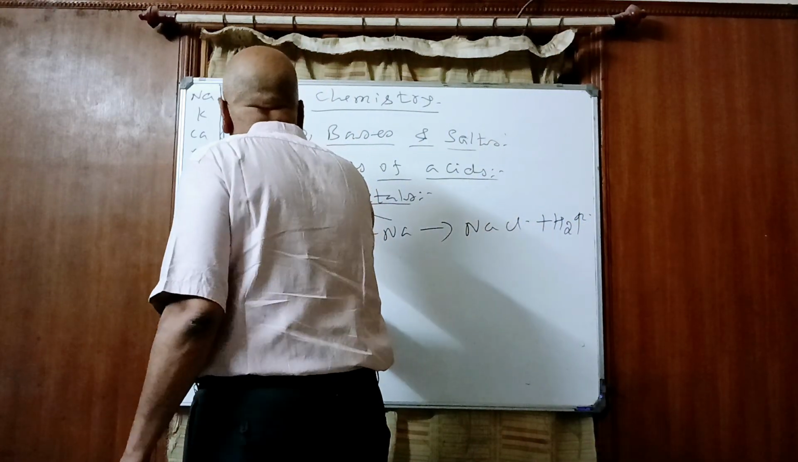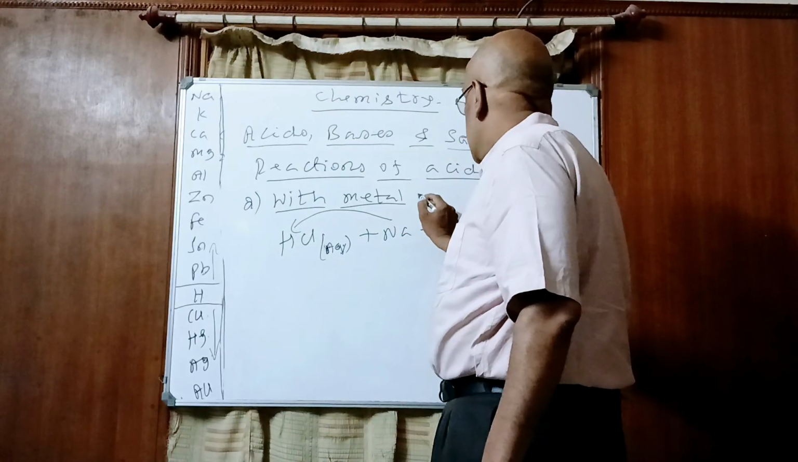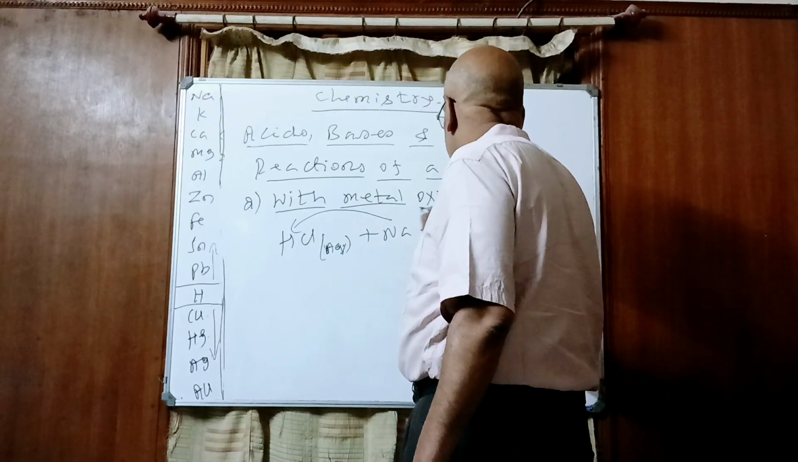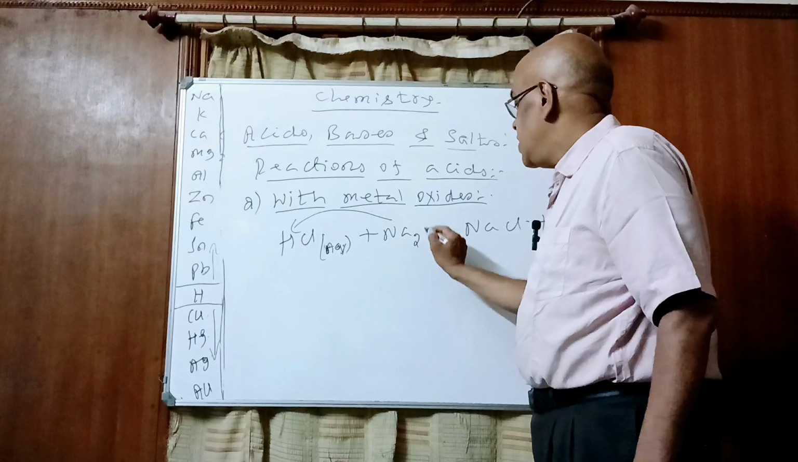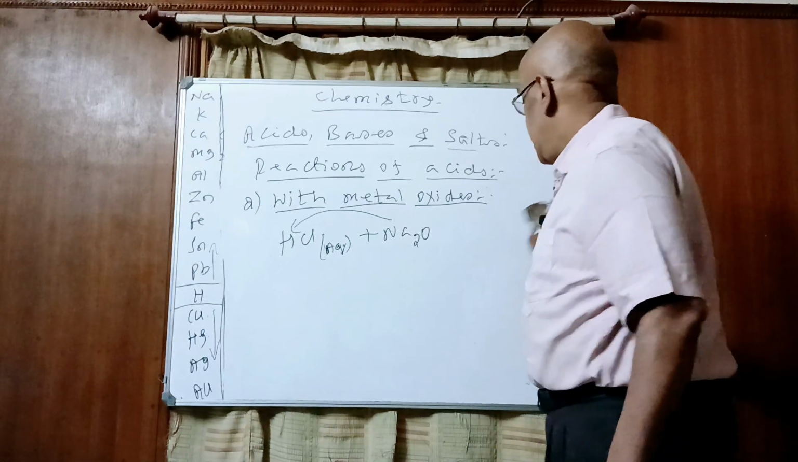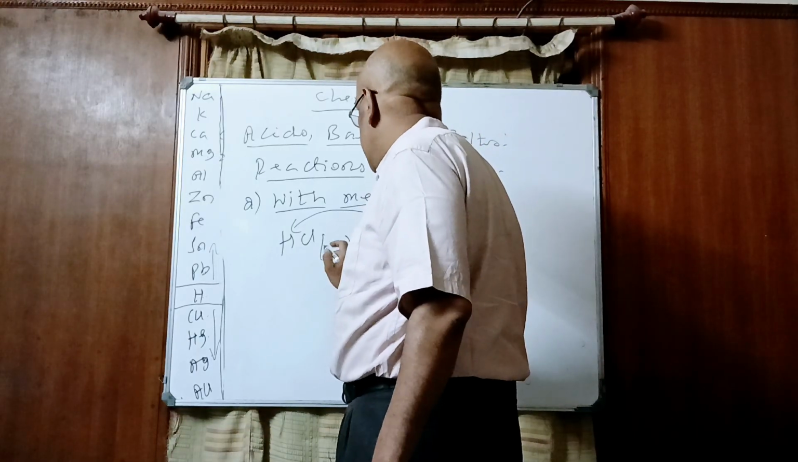Reactions of acids with metal oxides. First reaction was what? Reaction of compound with an element. Here, sodium oxide. What is the formula of sodium oxide, children? Na2O. Valency of oxygen is 2. That's why it is Na2O. Here it is the same thing.